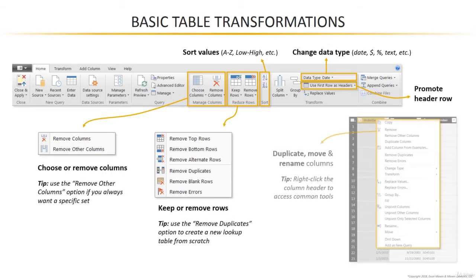And then last thing to call out, if you right-click any column header, you can access a lot of these same common tools, plus do things like duplicate, move, or rename columns. And this is a common theme that we'll see time and time again as we work with the query editor, which is that the same tools are often available in multiple places, multiple menus, multiple tabs, sometimes even multiple views within the Power BI file. So with that, let's open up a brand new workbook and connect to our first data source.